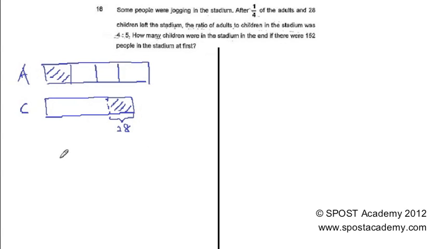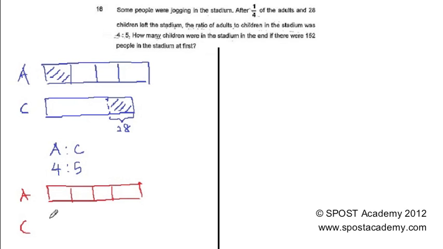As a result, the ratio of adults to children in the stadium was 4:5. So in the end, the ratio of adults to children is 4:5. I can also draw this in terms of a model. So the adults are actually becoming 4 units. 1, 2, 3, 4 units. And children is 5 units. 1, 2, 3, 4, 5.